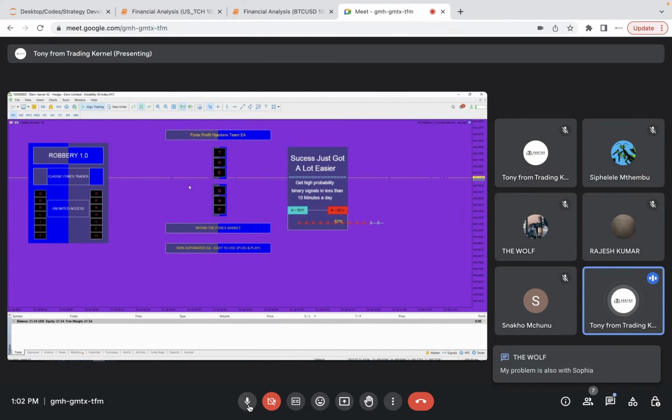If you have a problem with Sophia, feel free to share your screen so we can guide you on how to load up the expert advisor. We have time. I'm here today for you guys. I am not doing anything. We just finished our framework, so I have all the time for you guys. So if you have any issue, just feel free to share your screen, and I'll guide you step by step on the installation process. And I'll also give you some hints on how to trade with the Sophia.